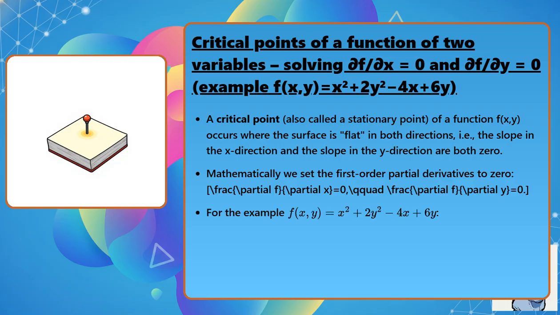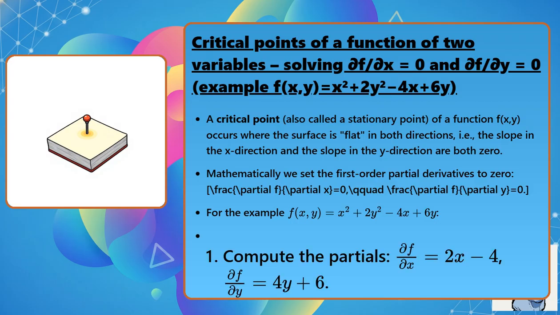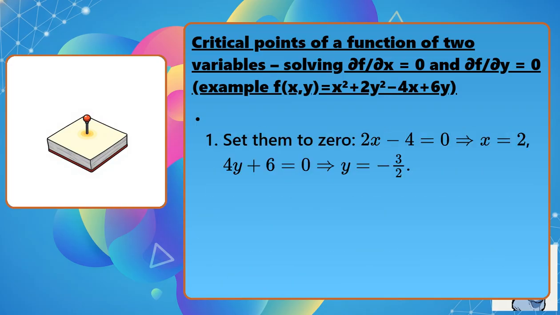For the example f of x comma y equals x squared plus 2y squared minus 4x plus 6y. Step 1. Compute the partials. Partial f partial x equals 2x minus 4, partial f partial y equals 4y plus 6. Step 2. Set them to 0. 2x minus 4 equals 0, which gives x equals 2. 4y plus 6 equals 0, which gives y equals negative 3/2. Thus, the only critical point is the point with coordinates 2, negative 1.5.